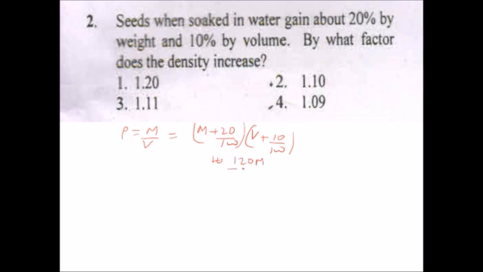120 m by 100 into 110 by 100. So we can write 100 in the numerator side into V, and when we find the increase in percentage in fraction, we have to divide it again by m by v. So this m by v will be cancelled out. The only thing left will be 120 by 110 and the result will be 1.09. Move to the next question.